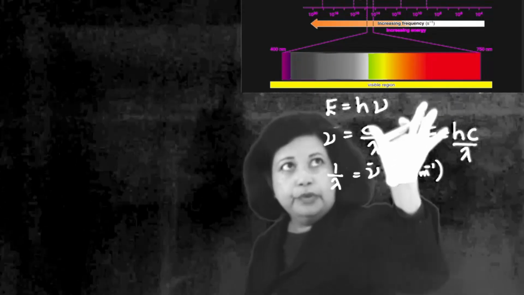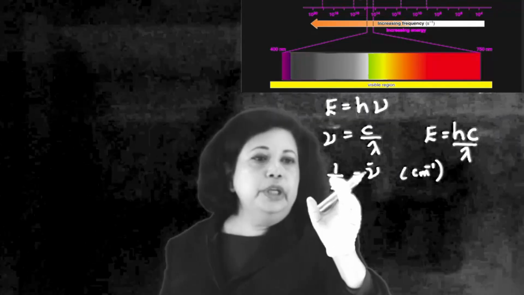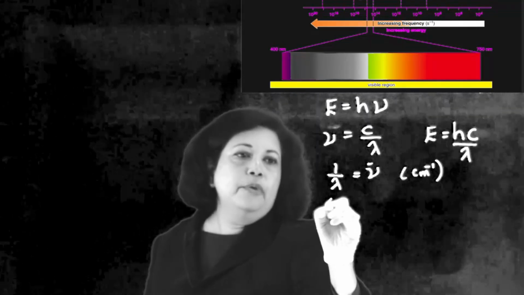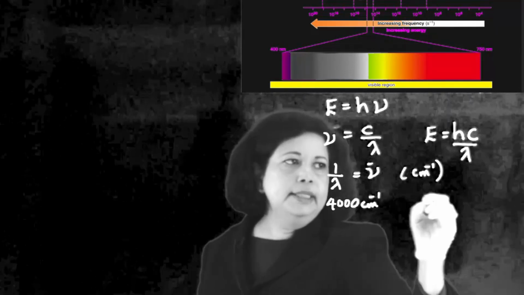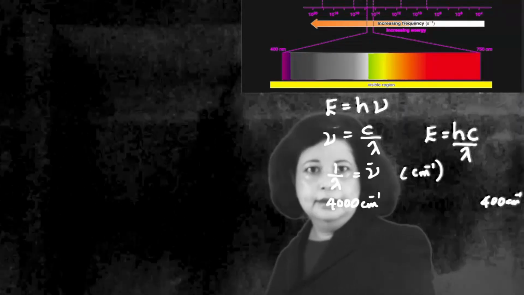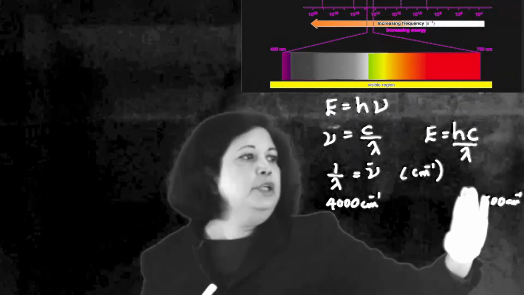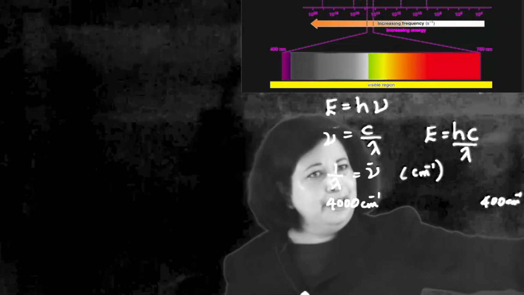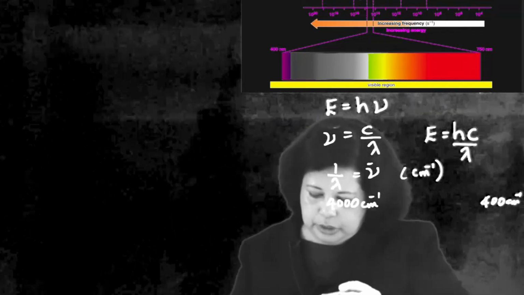And for the infrared region, which is what we're going to look at in infrared spectroscopy, this range would be from 4,000 centimeter minus 1, that's the upper limit, to 400 centimeter minus 1. You go beyond this, you're creeping into the visible. You go below this, you're creeping into the microwave. So this is the region where you're going to see the infrared spectroscopy.